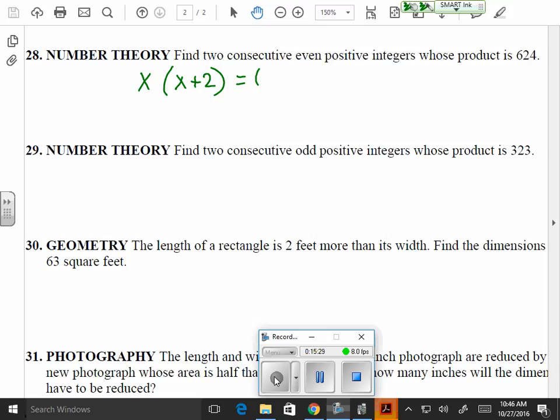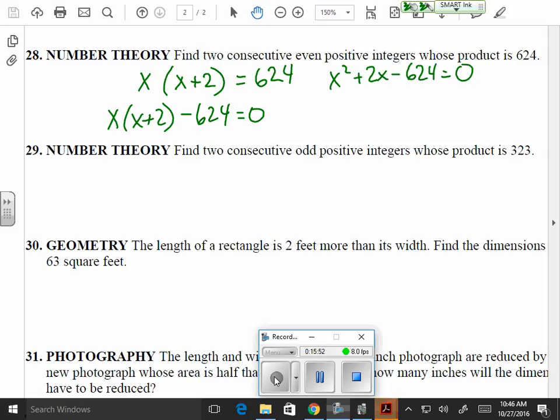Now their product has to be 624. Okay? Well, let's FOIL this, because I have to set it equal to 0. So I can do this: x times x plus 2 minus 624 equals 0. Which means x squared plus 2x minus 624 equals 0. Do they have anything in common? No. Are there two squares? No. So let's use the box method. I need two numbers that multiply together to give me negative 624, and they add together to give me 2x.